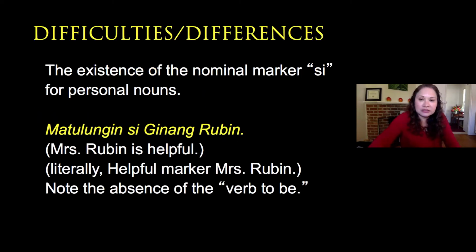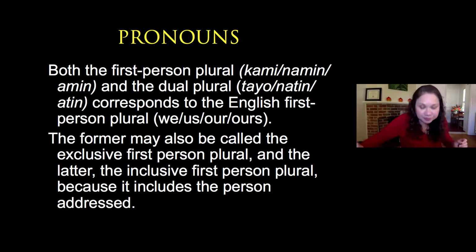So what are the difficulties and differences? One is the existence of the nominal marker si for personal nouns. For example, matulungin si Ginang Rubin. Mrs. Rubin is helpful. But what is the problem? There is no verb to be. We're just saying helpful si Ginang Rubin. That's it. No verb to be. That's why it can be a little bit confusing.